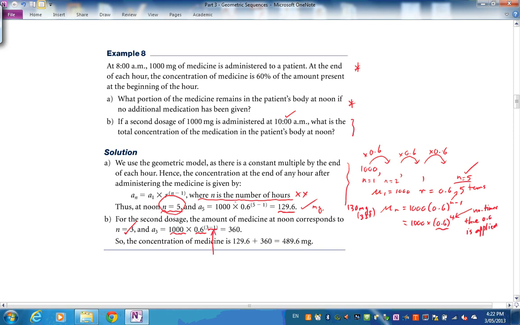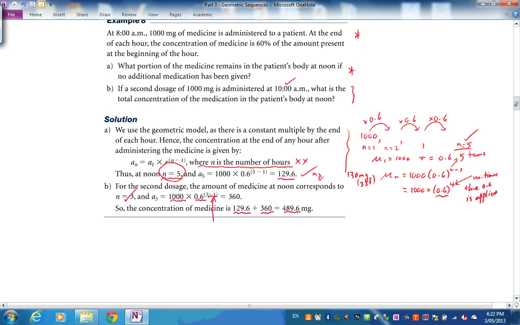All right. So what's the concentration? Well, we had 129.6 from the original dose would have been in there. If we do it again, there'll be a total of 489.6 milligrams. All right, very good. Let's go on and look at some other things we can do with these.